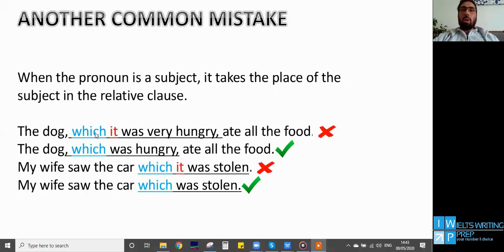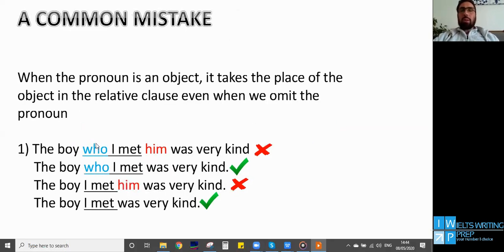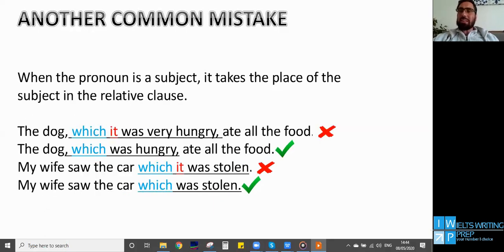Okay, and the same when which and who is the subject, it takes the place of the subject. So many students still say the dog, which it was very hungry. Also, I think this is a literal translation. So when which is the subject, it takes the place of the subject. Which is talking about the dog, so we do not need to repeat it again. The dog, which was very hungry, ate all the food. Yeah? My wife saw the car, which was stolen. So we don't need to say which it was stolen, because which is talking about the car. And as we said, when the relative pronoun is the object, it takes the place of the object. So these are common mistakes that I see in IELTS writing when I am correcting papers.